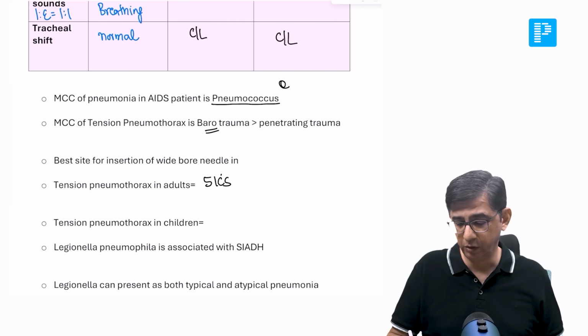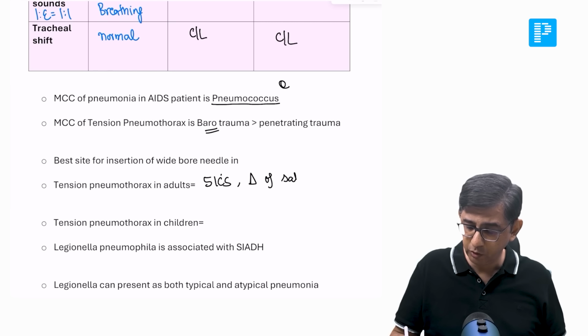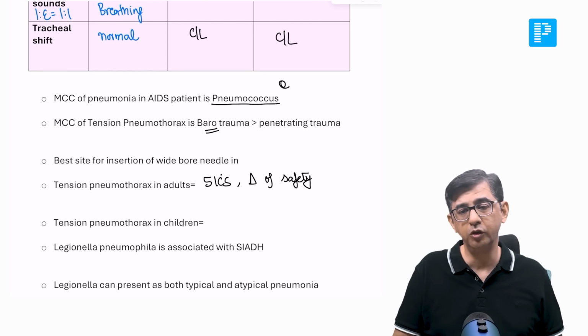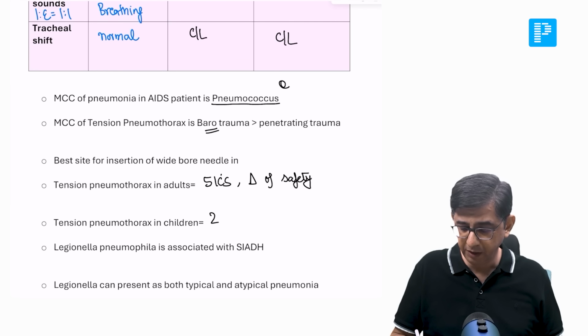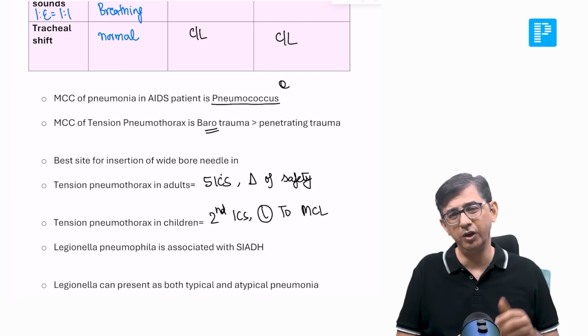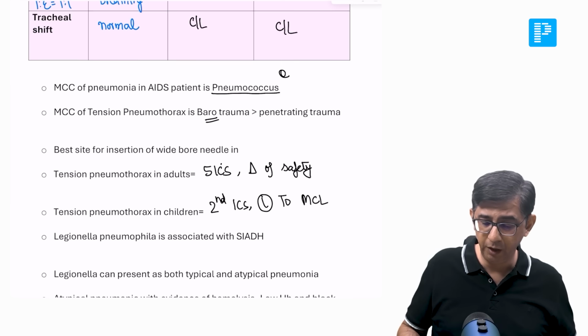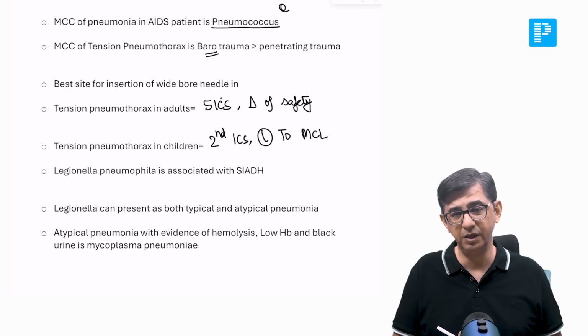The best site for insertion of a wide bore needle in tension pneumothorax in adults has already been discussed. It is the 5th intercostal space in the triangle of safety, that is anterior to the mid-axillary line. In children, it would be the 2nd intercostal space, just lateral to the mid-clavicular line, because I want to avoid the great vessels.